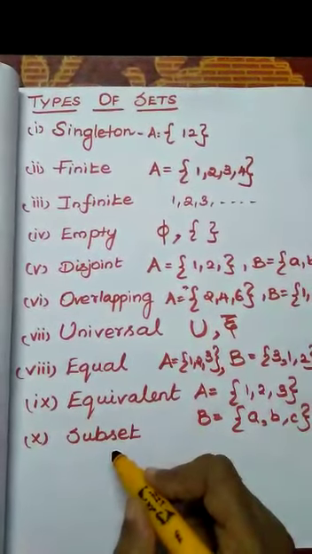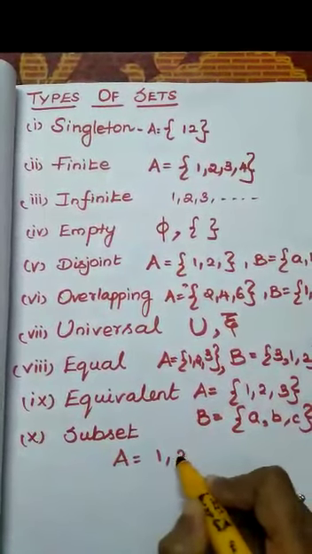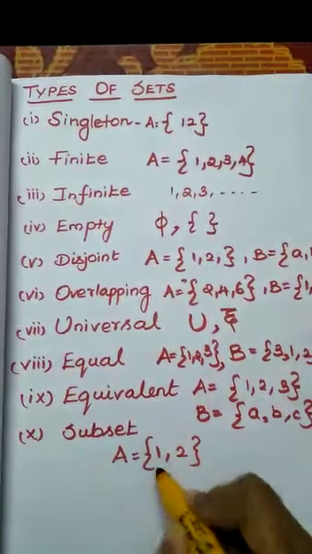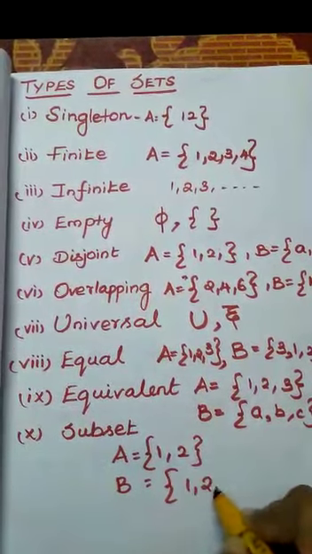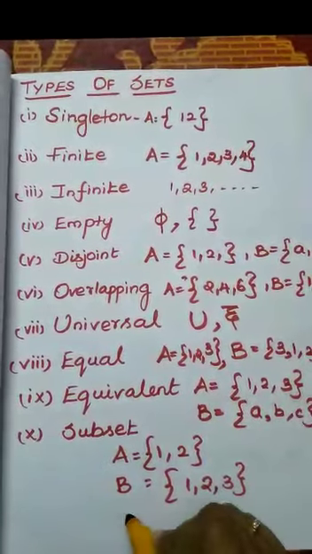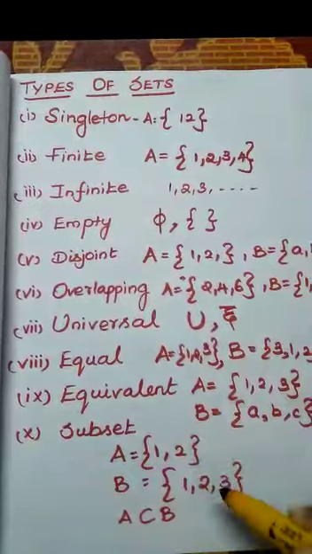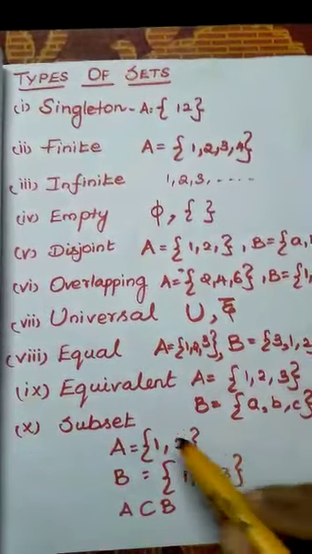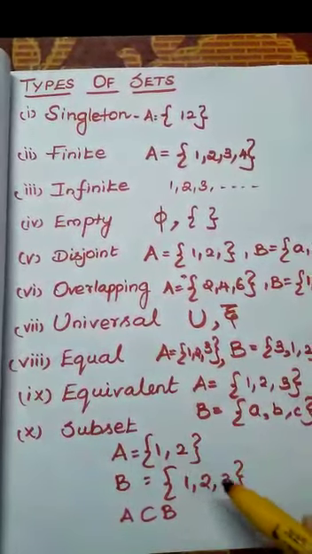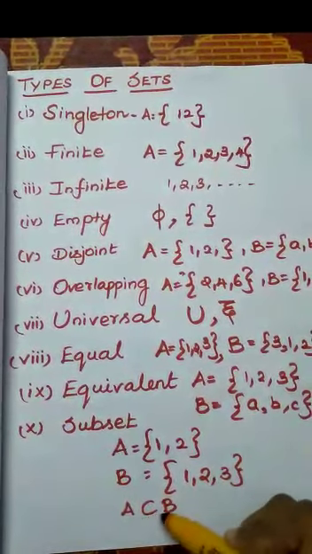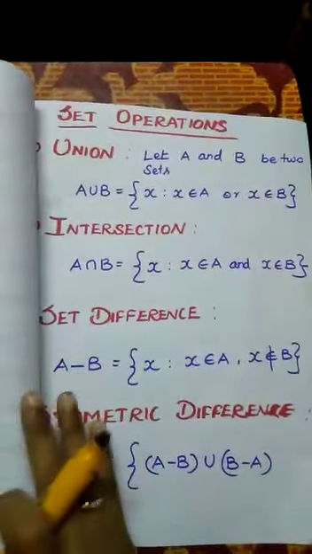The next one is subset. Actually, subset is, suppose A is equal to {1, 2}. B is equal to {1, 2, 3}. Now we have to write A is a subset of B. Every element in A is in B. That is actually a subset. Here A value is {1, 2}, B value is {1, 2, 3}. The elements 1, 2 are also in B. So this is A is a subset of B. That's all.